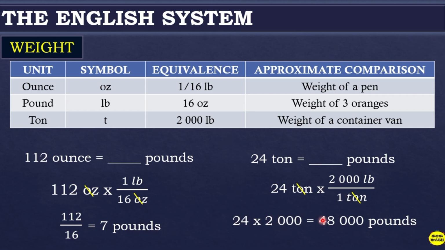So that is 48,000. So 24 times 2, that is 48,000 pounds. Okay, so therefore 24 tons is equivalent to 48,000 pounds. So ganun lang po lagi ang gagawin.